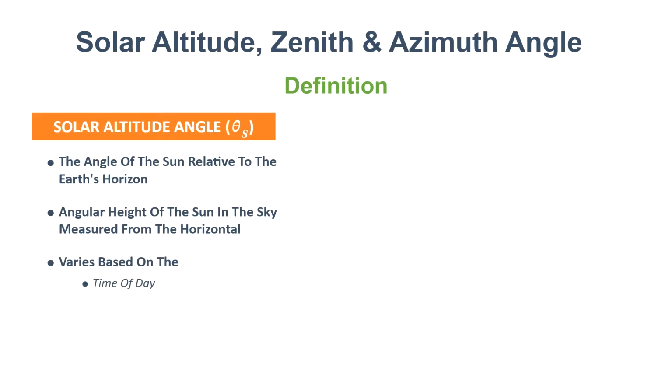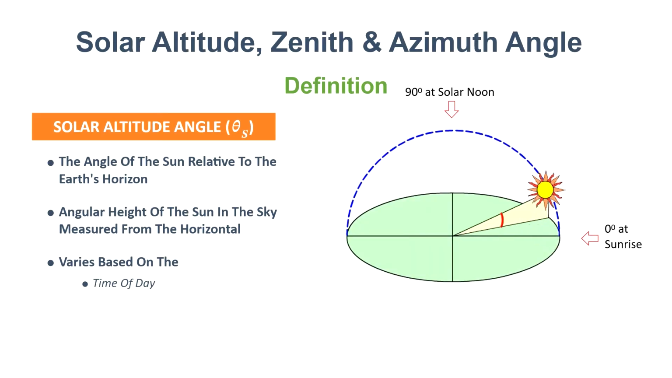The value of the solar altitude varies based on the time of day, the time of year, and the latitude on Earth. The elevation is 0 degrees at sunrise and 90 degrees when the sun is directly overhead.